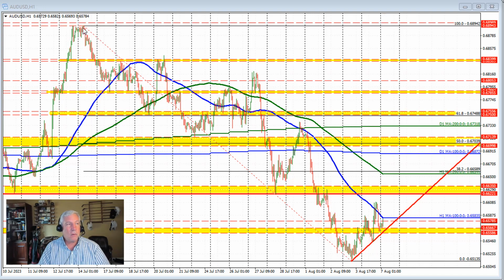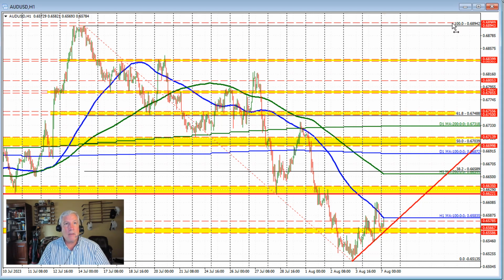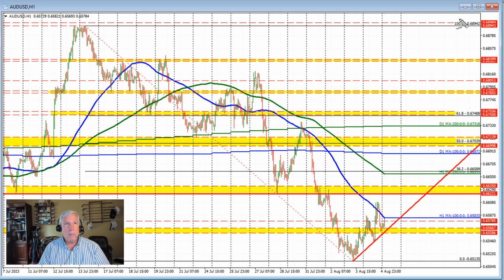Actually, going back to July 14th, the price high at that time came in at 0.68942, and the price low reached down to 0.65135. So that's about, I don't know, 370 or so pips or 80 pips of move to the downside over this time period. Not a bad move in the process.